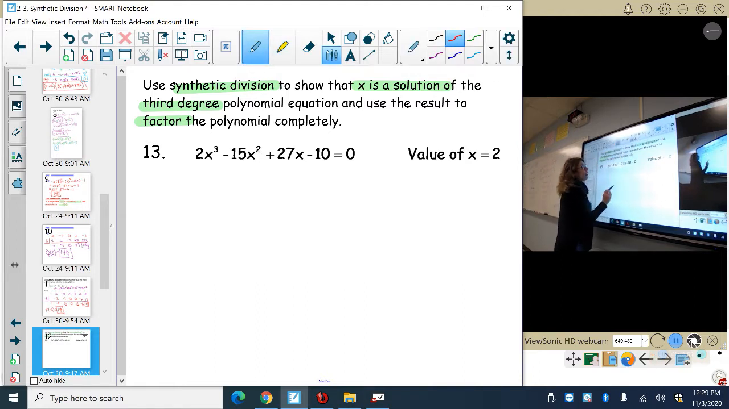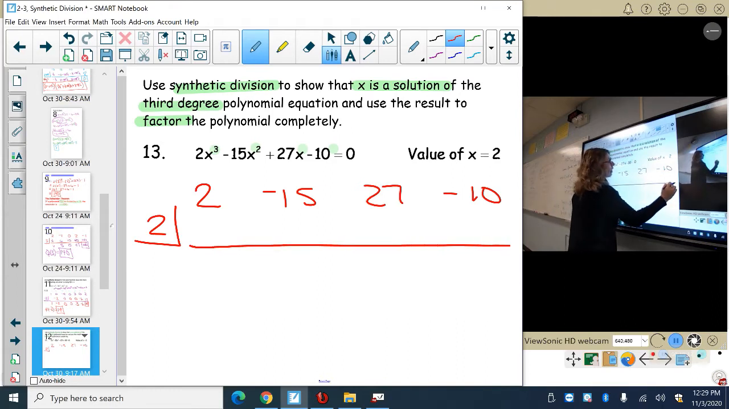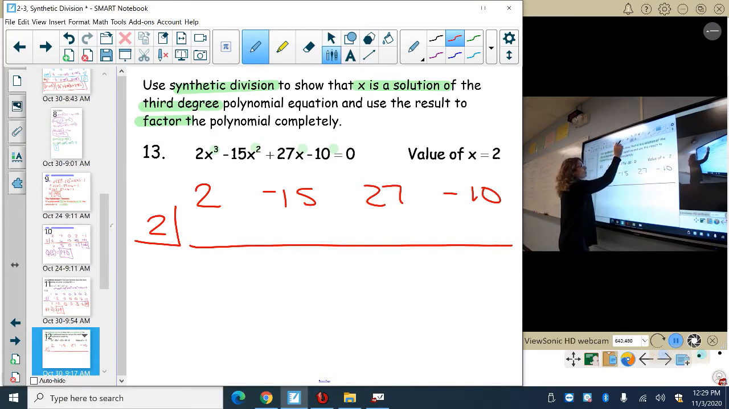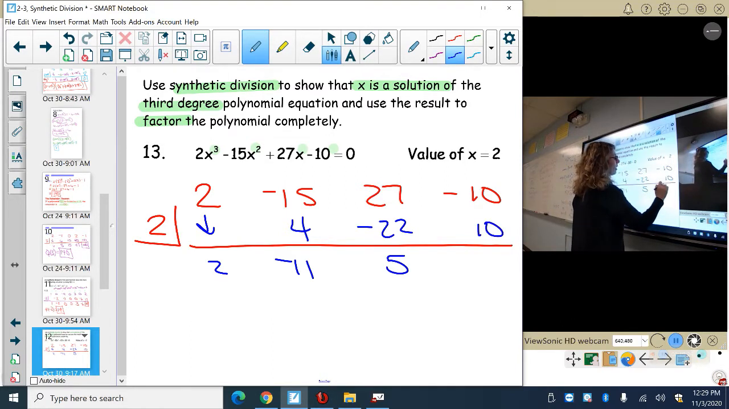Okay, so I'm telling you that x equals 2 is a solution. So I put 2 inside the block. Then I'm going to check my powers. 3, 2, 1, 0. I'm not missing any. So 2, negative 15, 27, negative 10. And I'm going to do synthetic division. So I'm going to drop down the 2. 2 times 2 is 4. This gives me negative 11, times 2 gives me negative 22. Plus 27 gives me a 5. Times 2 gives me a 10, and this is 0.